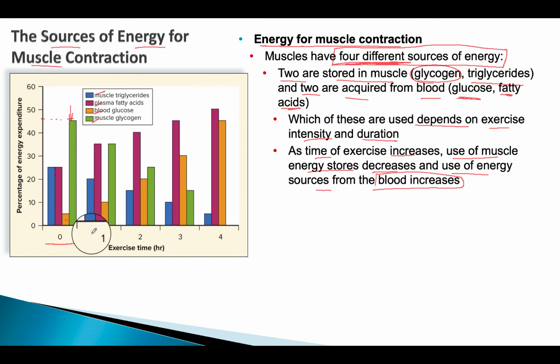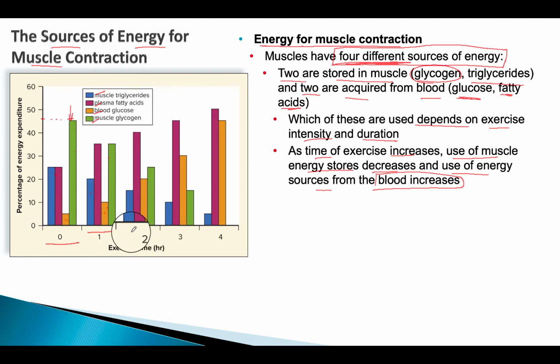So as you move into your second hour of exercise, now you can see that the blood glucose utilization is increasing, as well as the plasma fatty acid. So this is in your blood right over here. These 2 are both in your blood. What's decreased? The muscle glycogen and also the muscle triglyceride. Why are they decreasing? Because you are exhausting them. They are now running low.